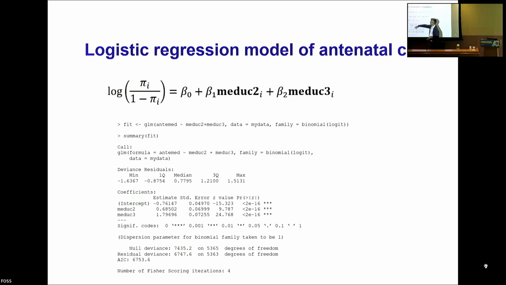So we can fit this model and we can see what the odds are. So this gives us the log odds. Remember, in this model we're fitting the logits, the log of the odds. That means the coefficients that we get are not probabilities, they're not odds, they're the log of the odds. So the logit for mothers with primary level education is 0.685.